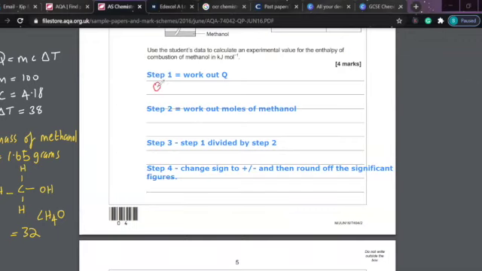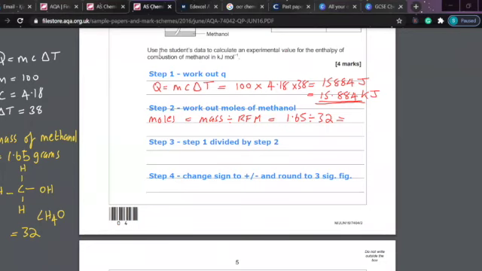Let's start off with working out Q. There's the formula, and I've got the numbers at the side already: 100 times 4.18 times 38. And that comes up to 15884 joules, which is 15.884 kilojoules. Moles equals mass over Mr. I did that again because it was a mistake. It's going to be 1.65 divided by 32.